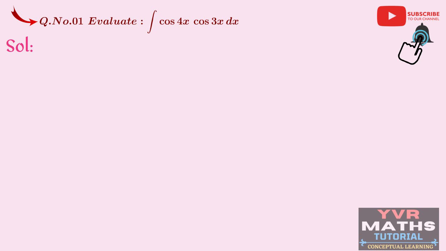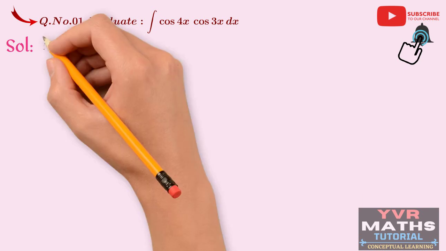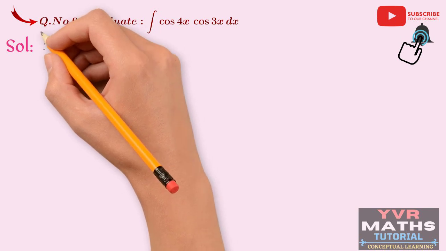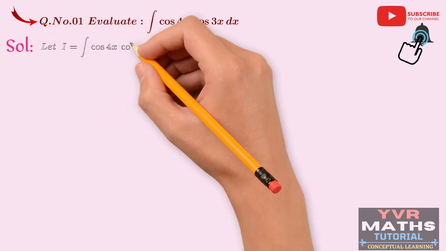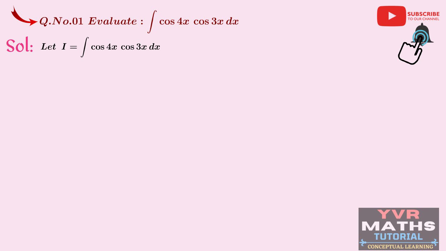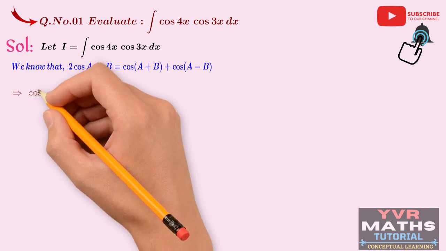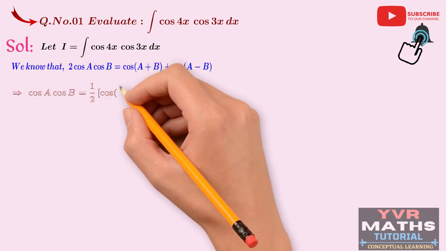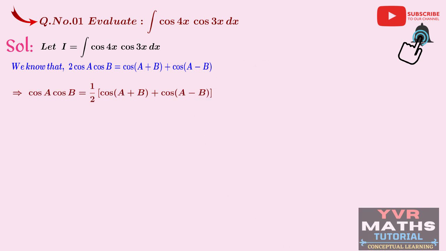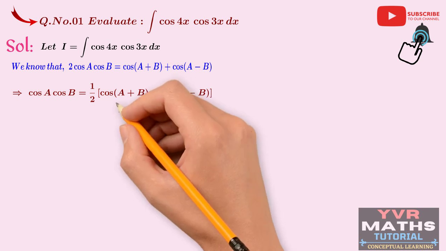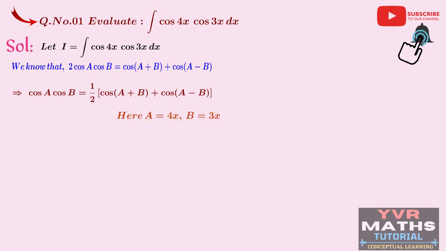First of all, we will consider the given integral as capital I. Then let I is equal to integral cos 4x into cos 3x dx. So we know the identity which we discussed in the previous slide: cos A into cos B is equal to 1 by 2 into cos of A plus B plus cos of A minus B. Here what is A and what is B? If we compare cos A cos B with the given integrand cos 4x into cos 3x, then capital A is 4x and capital B is 3x.